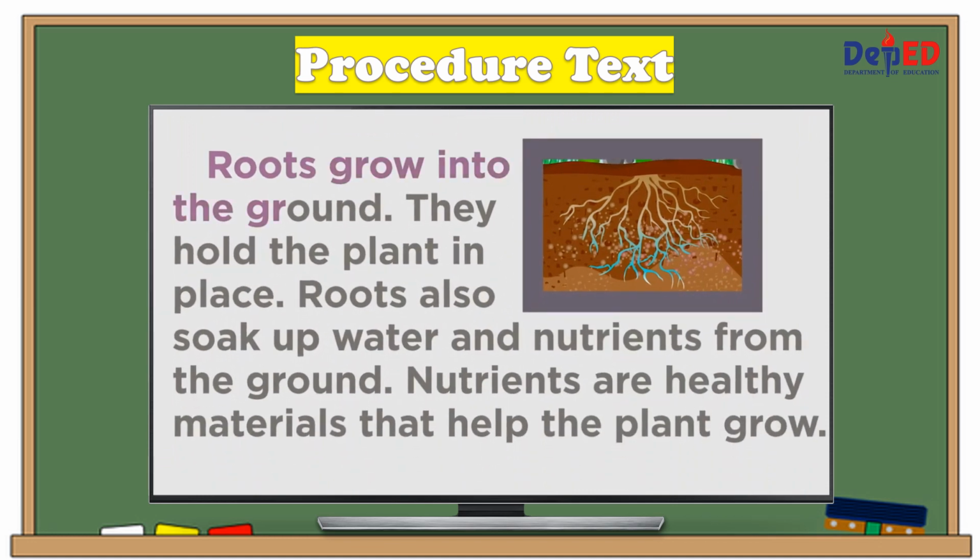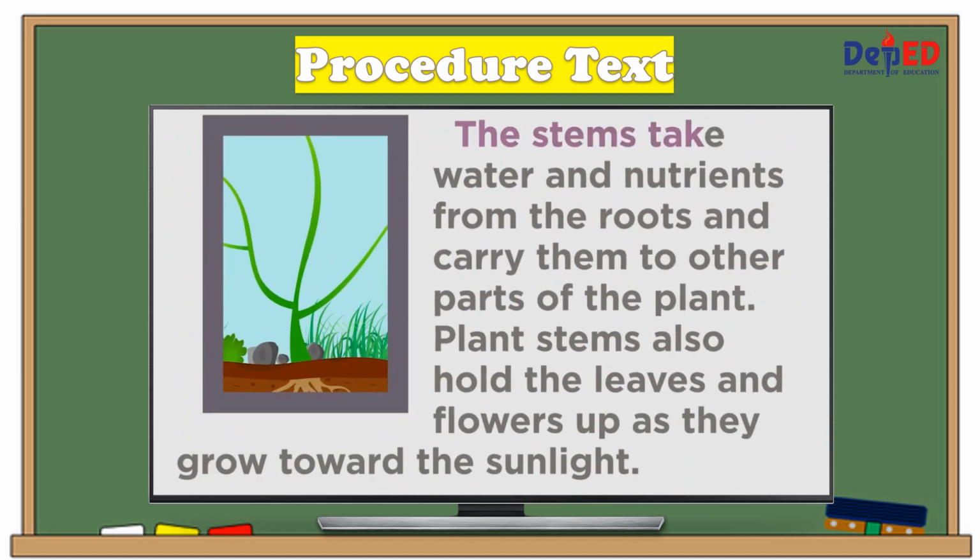Parts of a plant. There are 4 main parts of a plant: the roots, stems, leaves, and flowers. Each part does an important job that helps the plant survive. Roots grow into the ground. They hold the plant in place. Roots also soak up water and nutrients from the ground. Nutrients are healthy materials that help the plant grow. The stems take water and nutrients from the roots and carry them to other parts of the plant. Plant stems also hold the leaves and flowers up as they grow toward the sunlight.